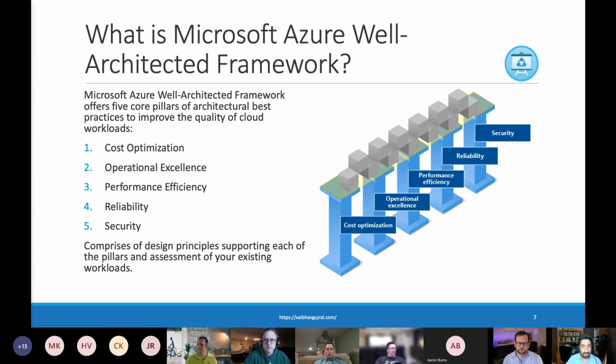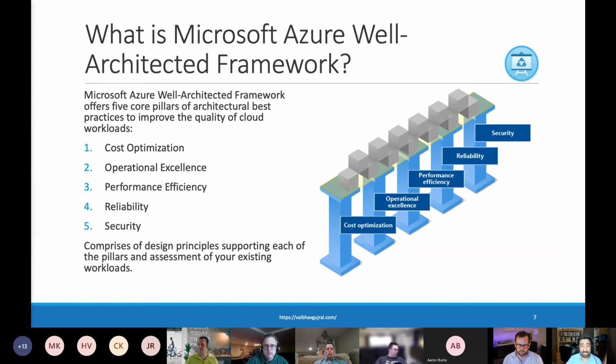So the reliability pillar recommends to design the Azure environment in such a way that it doesn't fail in the first place. And even if it fails, it recovers from the failures within the stipulated time gracefully.